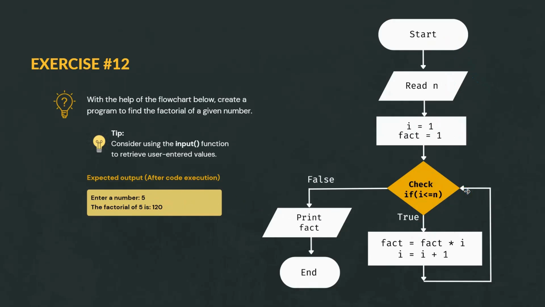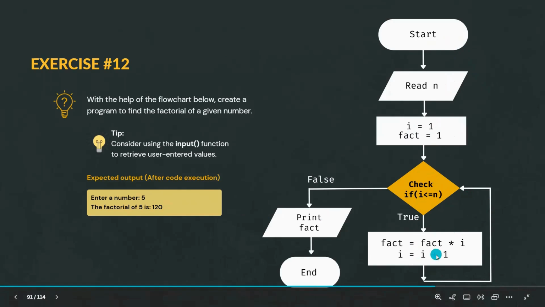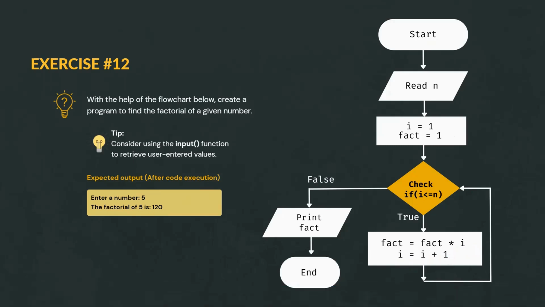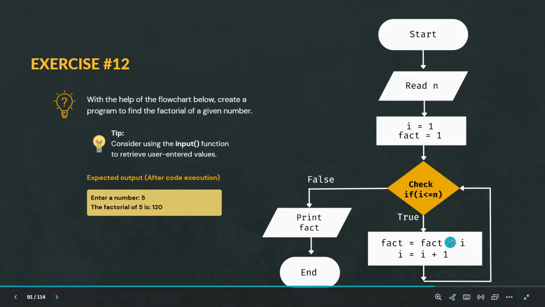What you're doing inside the loop, you're multiplying the number fact with I, and then I equal to I plus 1. Don't worry about the logic. We will write it, we will trace it. So this is the actual logic.